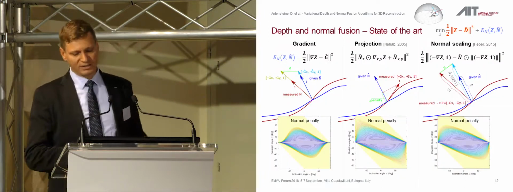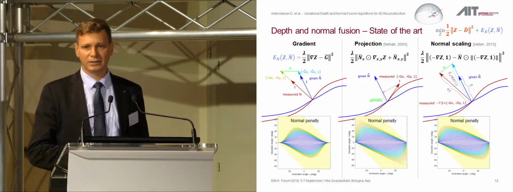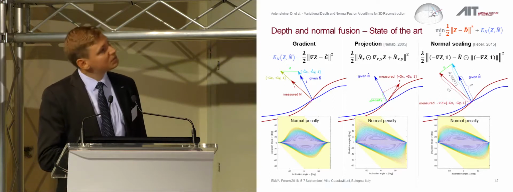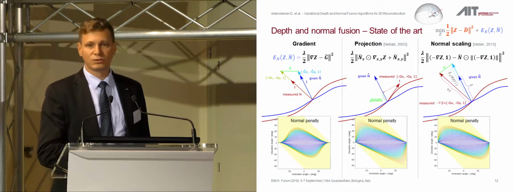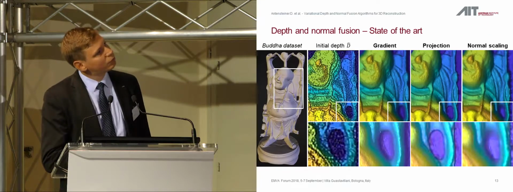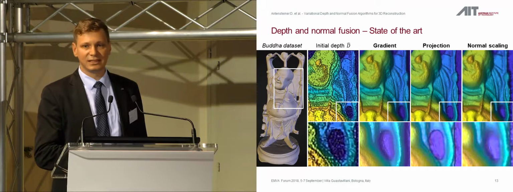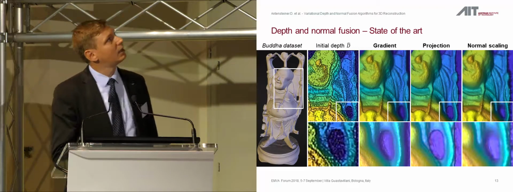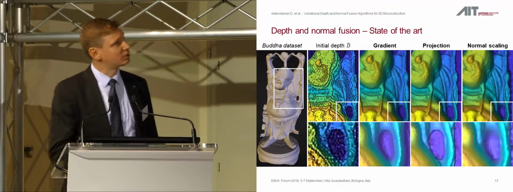Then there is the normal scaling method proposed by Heber in 2015. According to the penalty function, it looks quite similar, but we have proven or shown that actually it is operating somewhere in between the gradient-based method and the projection-based method.